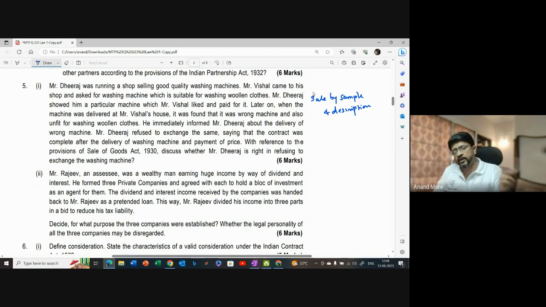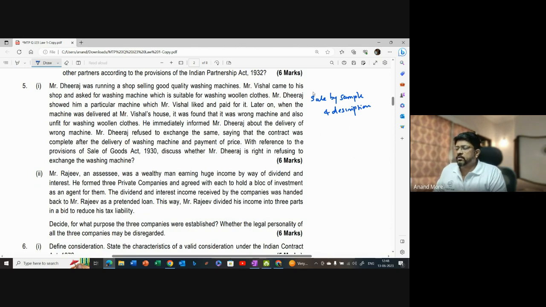Conditions are different and warranties are different. In case of breach of condition, the contract can be cancelled. In case of breach of warranty, the contract cannot be cancelled. So here you can see that since it's an implied condition which is broken, Mr. Vishal has every right to specify that he wants to cancel the contract and get his money back, or he wants to continue with the contract, but get a replacement of the goods. So these are the things which can be covered.